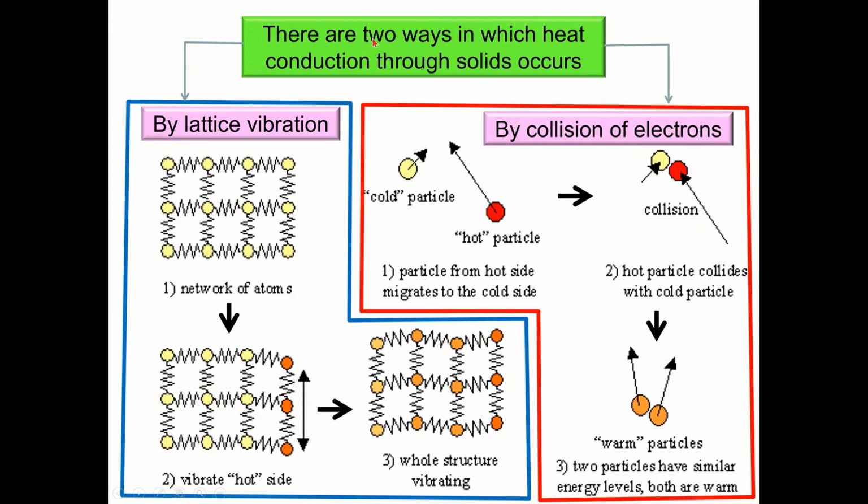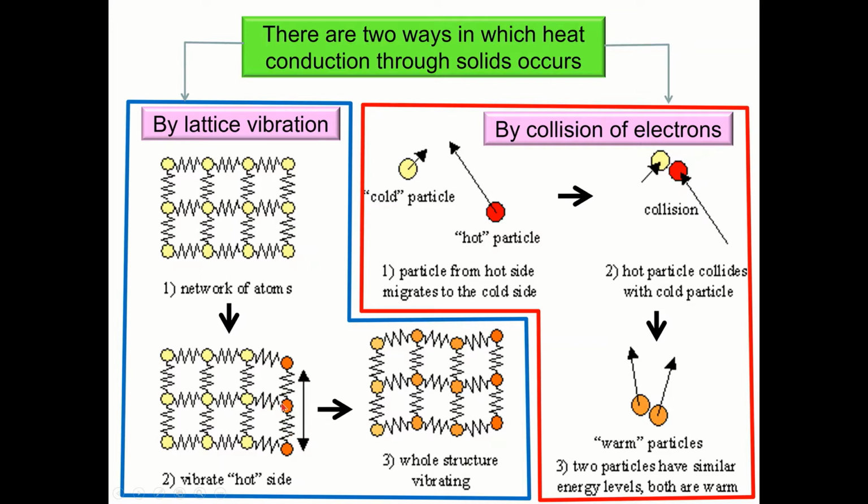For conduction, there are two ways for the heat to be transferred through solids. First is by lattice vibration and second is by collision of electrons. By lattice vibration, you can imagine like this, where the atoms are bound together by a force represented by a spring drawn here. So this is a network of atoms.